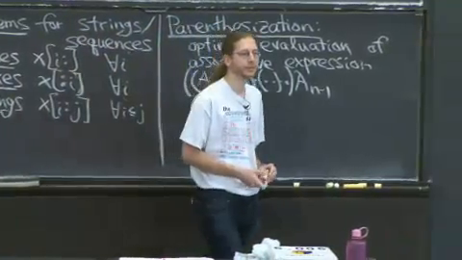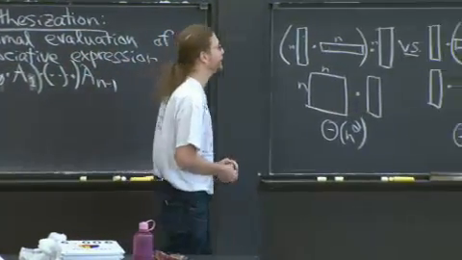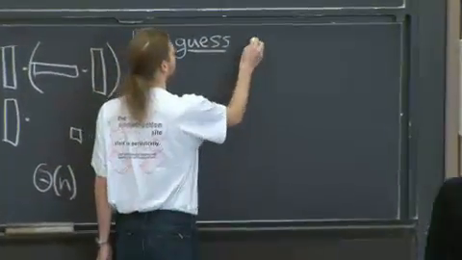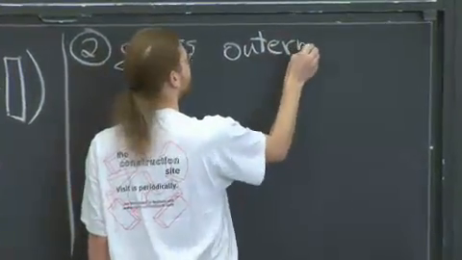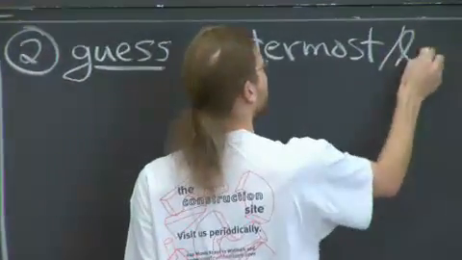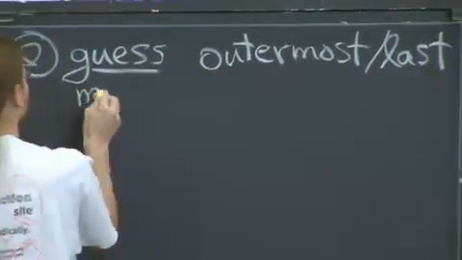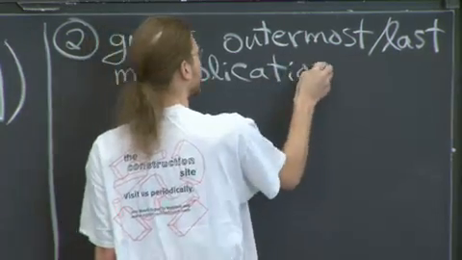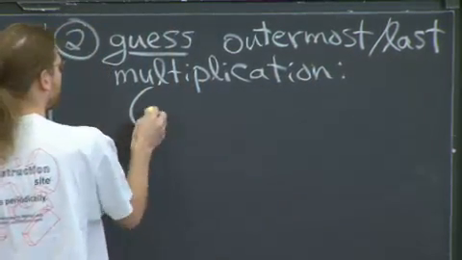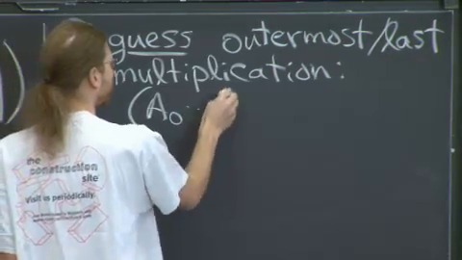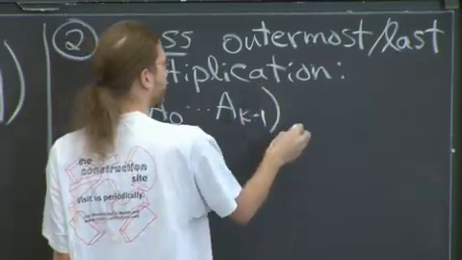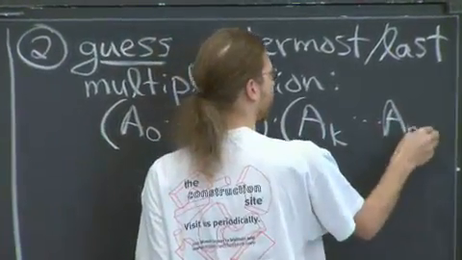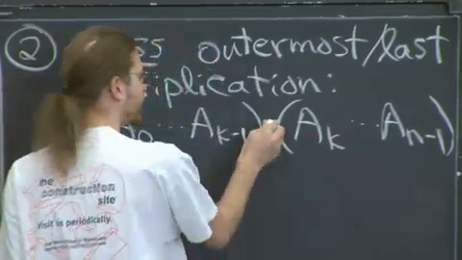Yeah. So which is the last operation that you will do? What's the last operation we're going to do? Exactly. You might call it the outermost multiplication, or the last multiplication. So that's going to look like we somehow multiply a0 through ak minus 1, and then we somehow multiply ak through an minus 1, and then this is the last one.